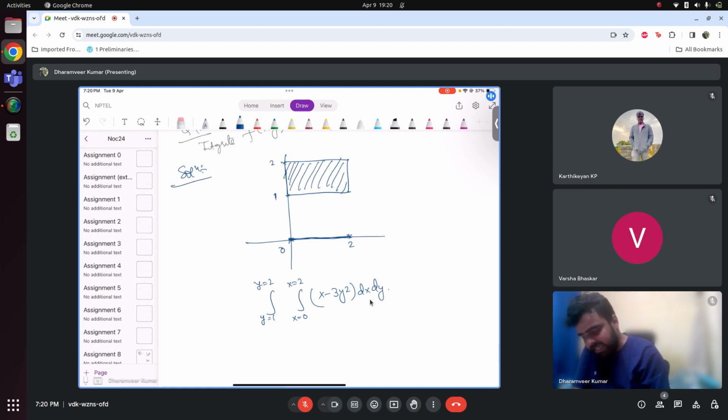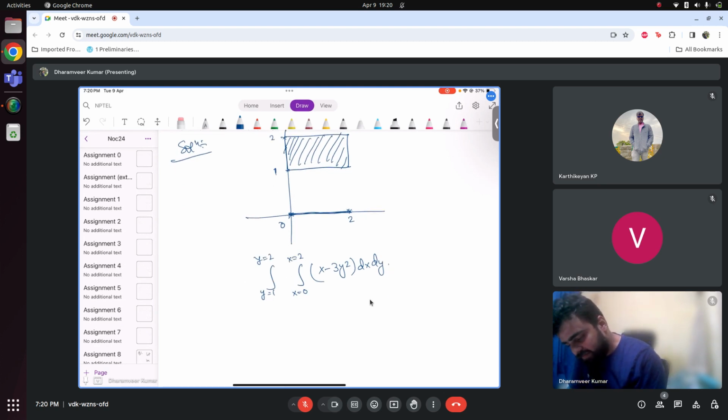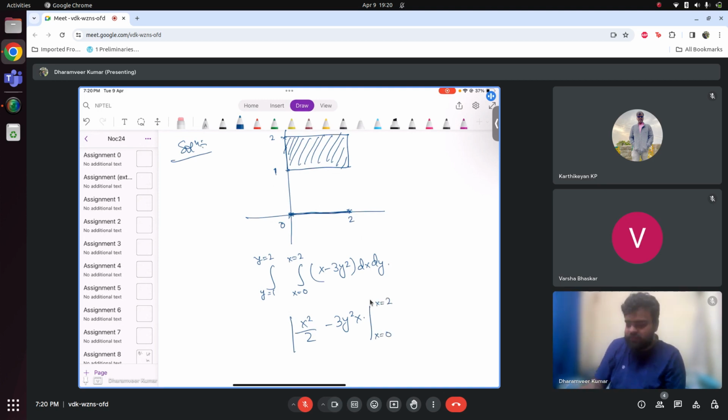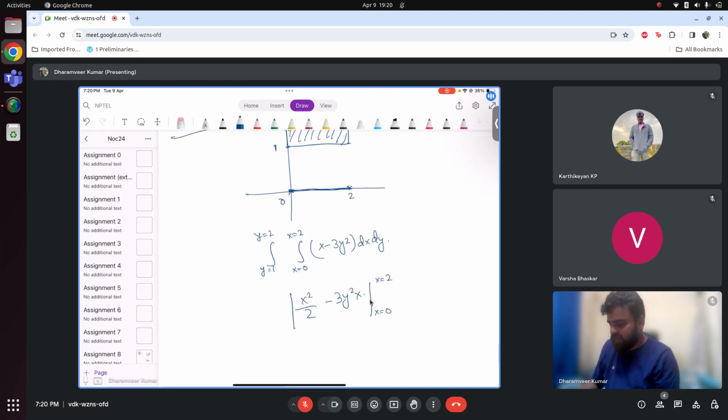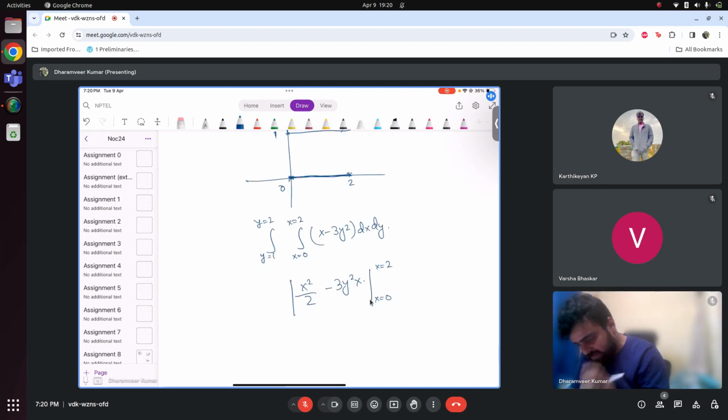Let's first do with x. Okay, nothing but x square by 2 minus 3y square x, right? And you can put the limits. You put before and after, doesn't matter, but just doing it because you don't have to deal with numerics again and again. So x is equal to 0, this is gone. X is equal to 2, it is 2 minus 6y square.